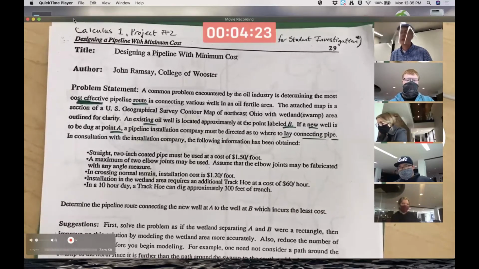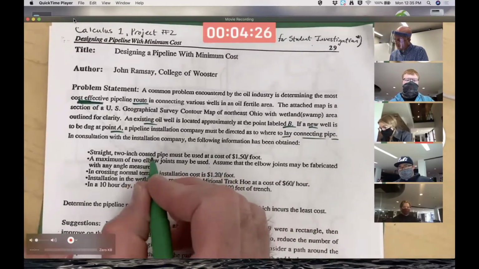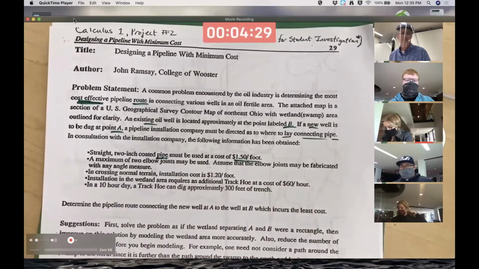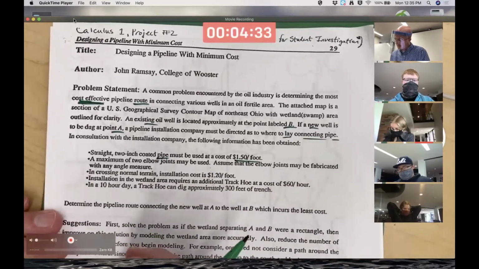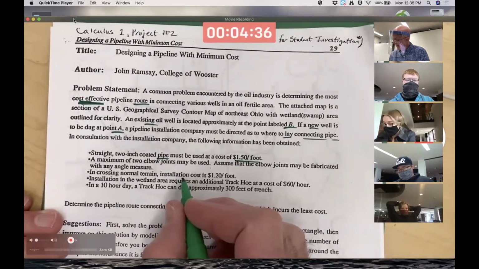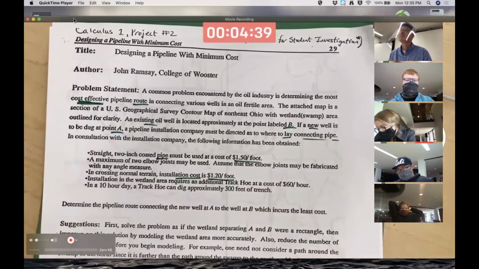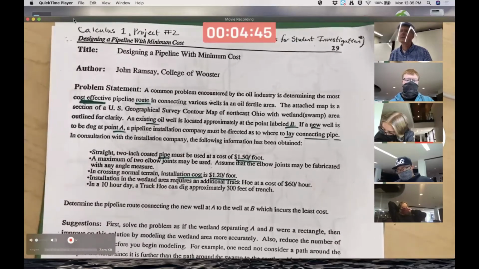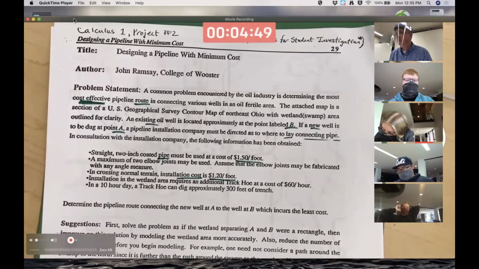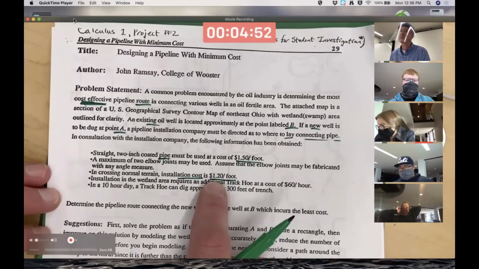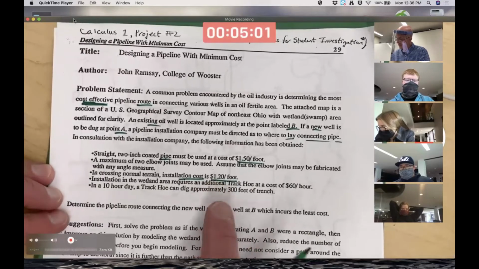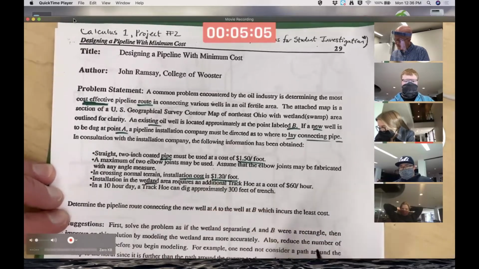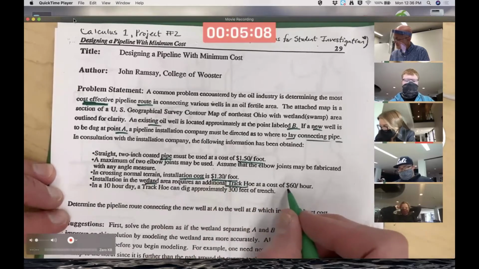We've got some other pieces of information. We've got a cost for the pipe itself of $1.50 per foot. Let's skip the second bullet. We've also got a cost of crossing normal terrain at an installation cost of $1.20 per foot. Evidently, this installation cost, when you look at the next bullet, probably includes a labor cost in a certain number of dollars per hour, but they don't tell you that. They just give you the cost in dollars per foot. Sometimes that happens in real life; sometimes you have missing information. We don't know the labor cost of laying the pipe overall, but we do know the labor cost when we go through the wetland. There's an additional track hoe that costs a certain number of dollars per hour.